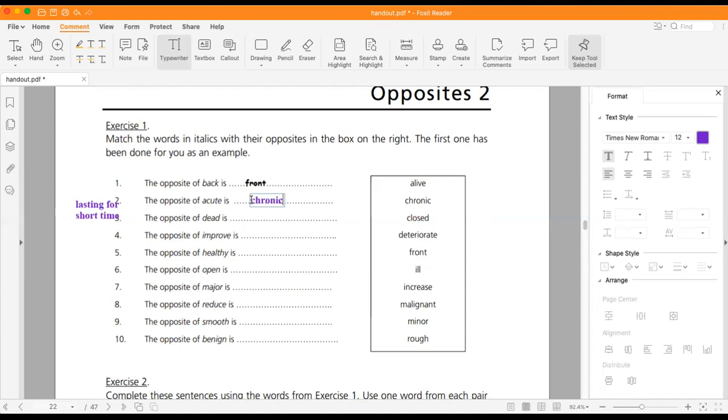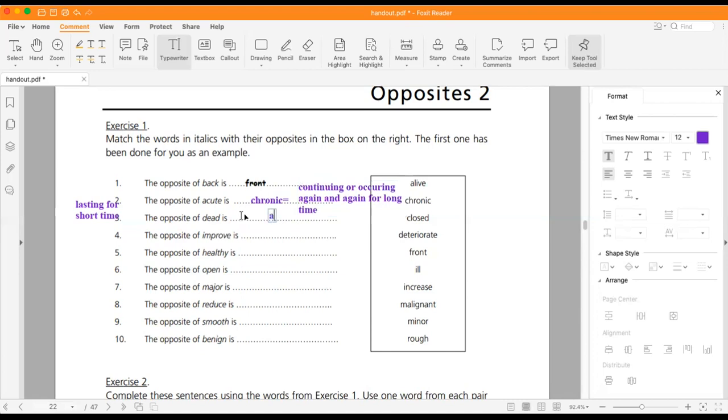Chronic means continuing or occurring again and again for a long time. It means continuing or occurring again and again for a long time.